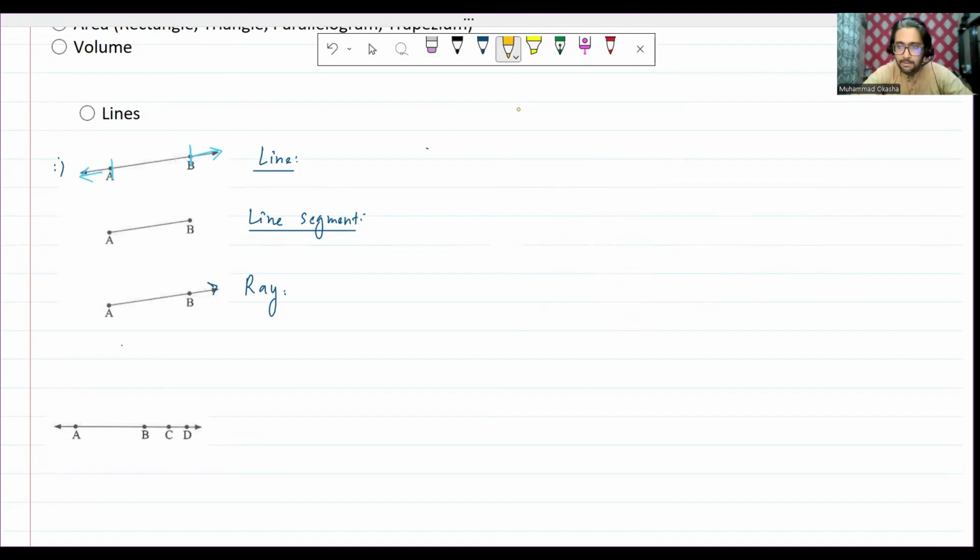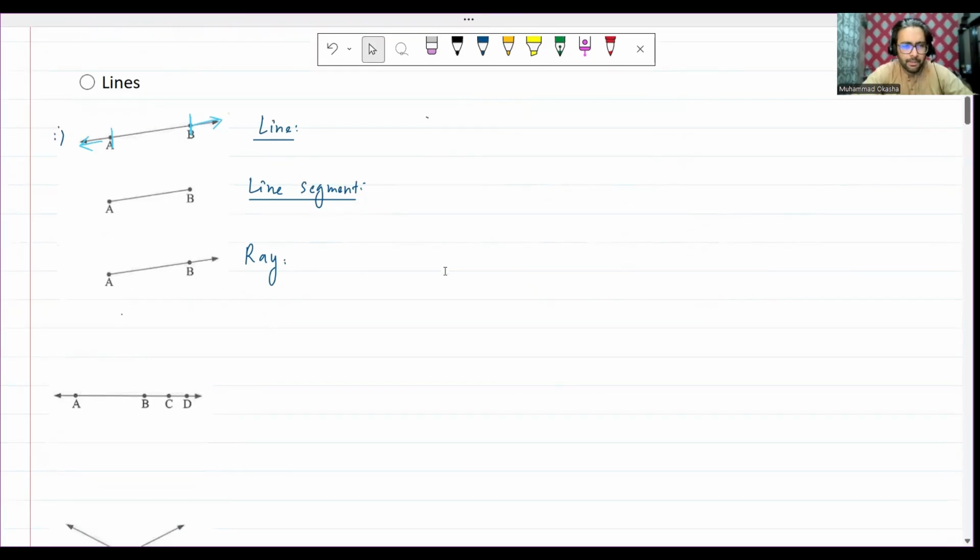So these are basically three different types of lines: a line, a line segment, and a ray. A ray is something that has an arrow on one side. A line has an arrow on both sides, and a line segment has no arrows. Okay, I don't think I need to write definitions.